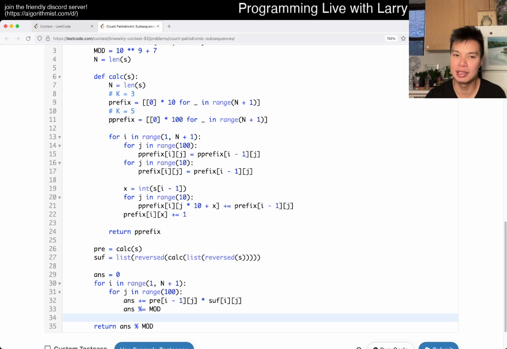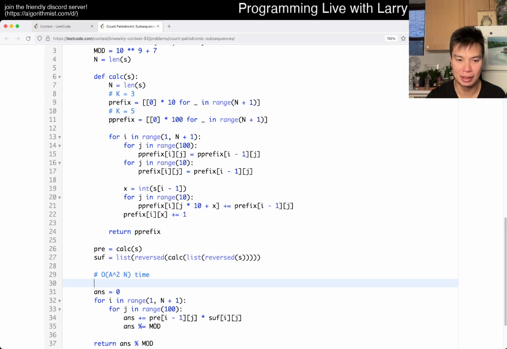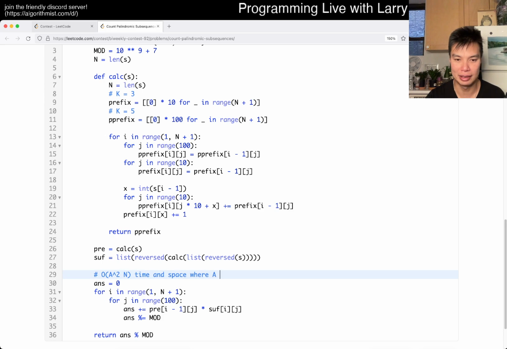This is going to be 100 times n, so you could say O of n, but what I like to say is you have A as in alpha, as in the size of the alphabet, which in this case is the number of digits, which is 10. But if you want to say it more precisely, it's going to be O of alpha squared n, both in time and space, because you see this here. Yeah, that's pretty much all I have for this one. So let me write down the complexity: O of alpha squared n for time and space, where alpha is the size of the alphabet, 10 for digits.